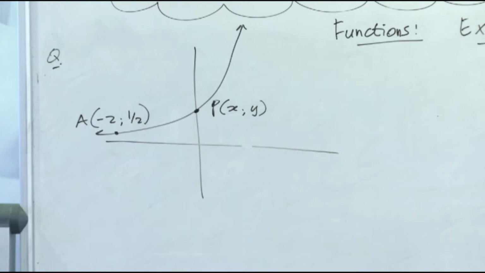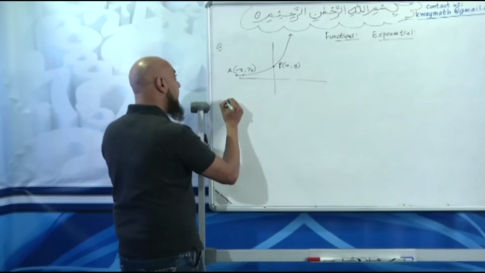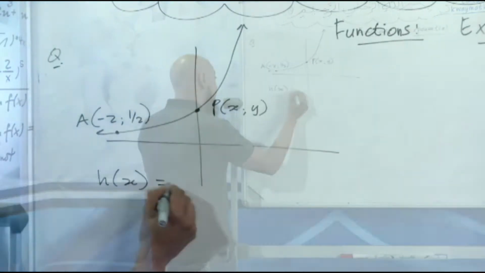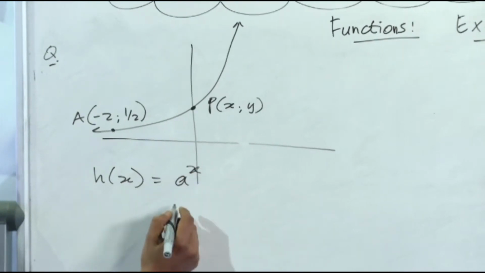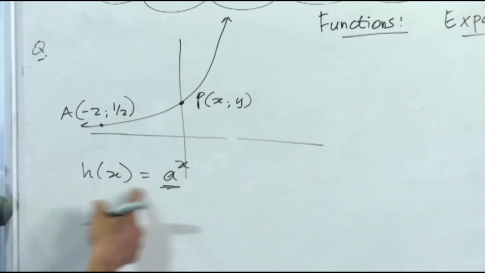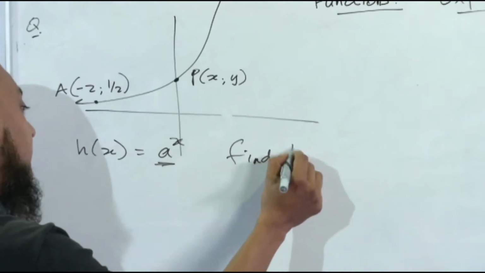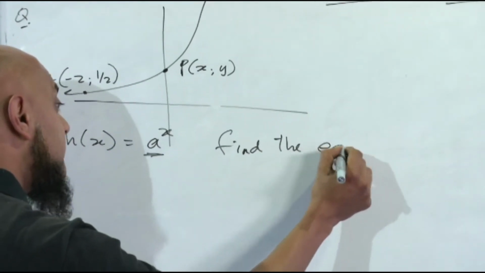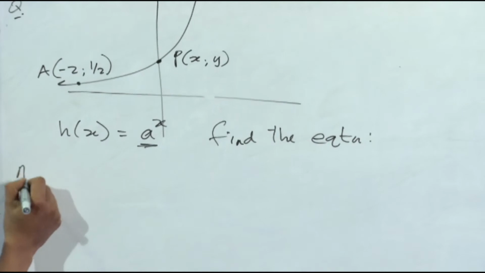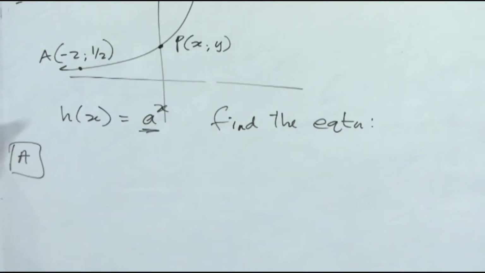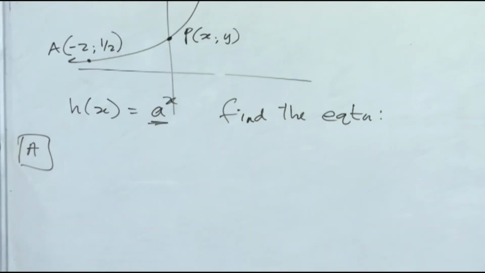Okay, they now say that the following graph is given by h of x is equal to a to the power x. Find a, or determine the equation. Find the equation of the above graph. Answer. Right? That's your question. That's what appears in the exam. You now need to give the answer.